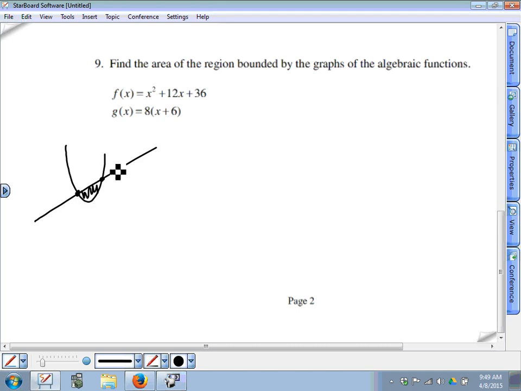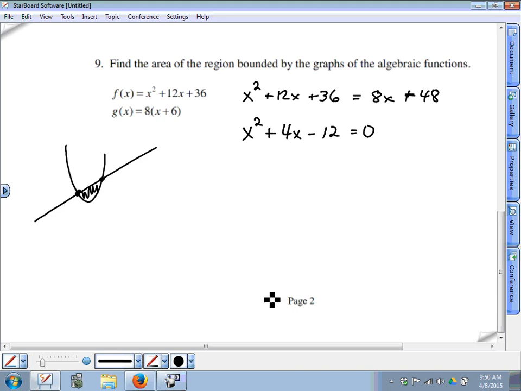You can find where two graphs intersect by setting the two functions equal to each other. So x squared plus 12x plus 36 equals 8x plus 48. Solving this equation will help us find the bounds of integration, or it will help us find where these two graphs intersect. So moving both of these terms to the left side gives us that quadratic equation to solve. And it solves by factoring: x plus 6 times x minus 2. So x equals -6 and x equals +2. So those are the bounds of integration.